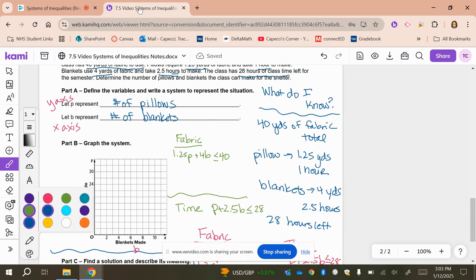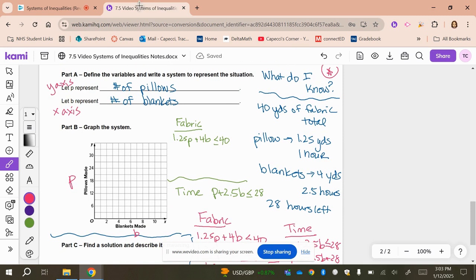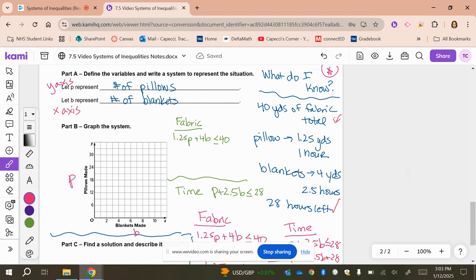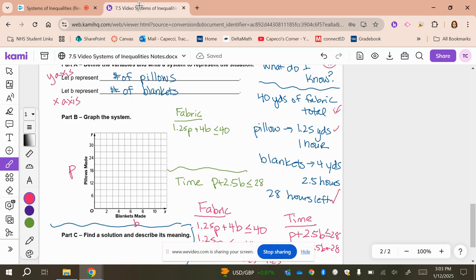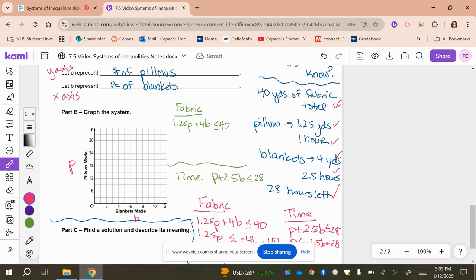So what I did first, which is what I've done a lot in word problems, is I just pulled out the important information. Everything we talked about. You have 40 yards of fabric to use. You have 28 hours left. A pillow is 1.25 yards, takes an hour. Blankets are 4 yards and 2.5 hours.